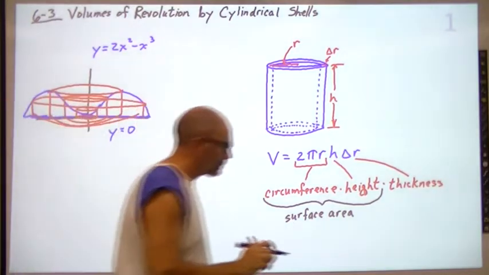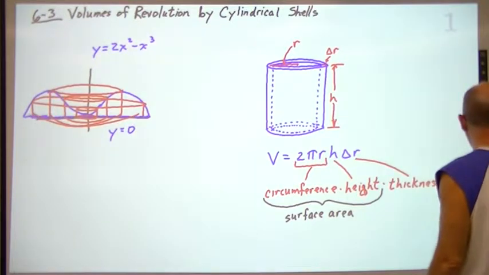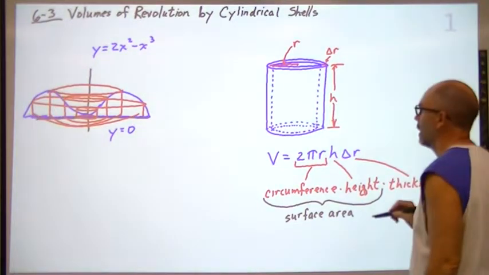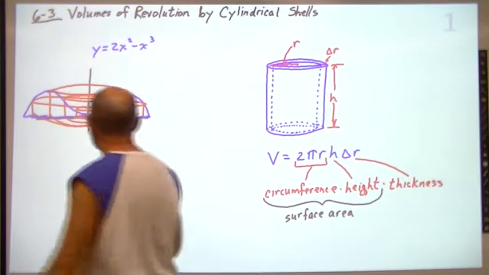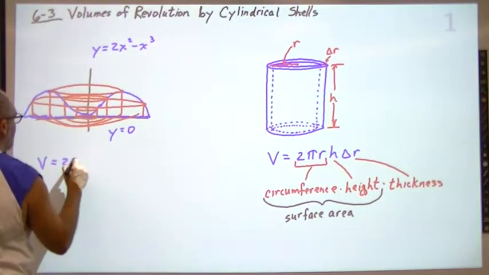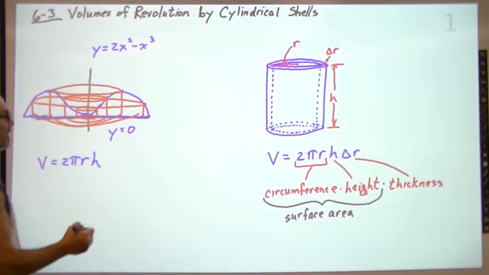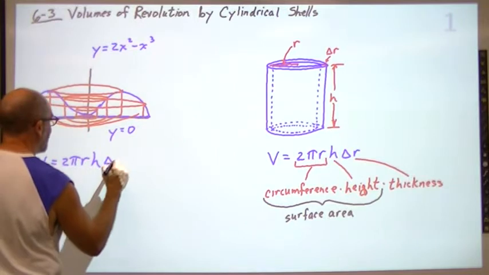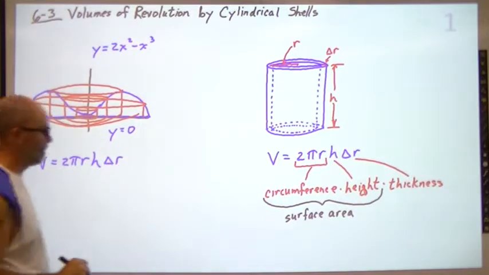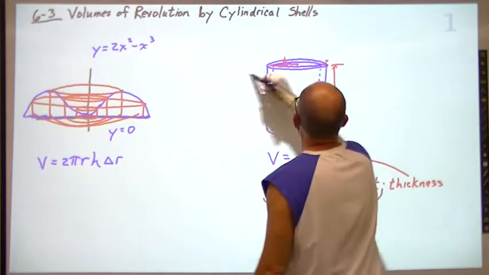All right, now, let's do the math here. I'm just going to rewrite this down here so you can see it. So volume is going to be circumference, 2 pi r, times h. That's surface area, times thickness of each shell. Okay, so let's do this thing.